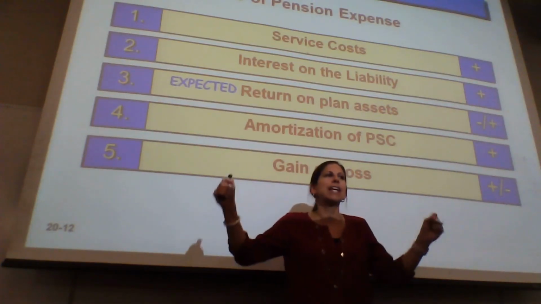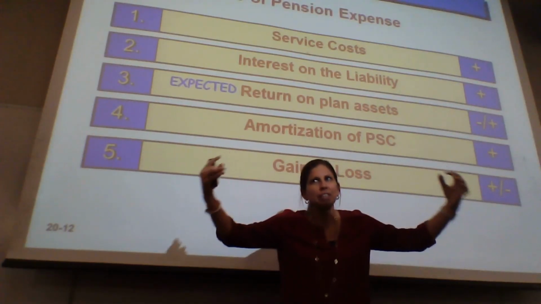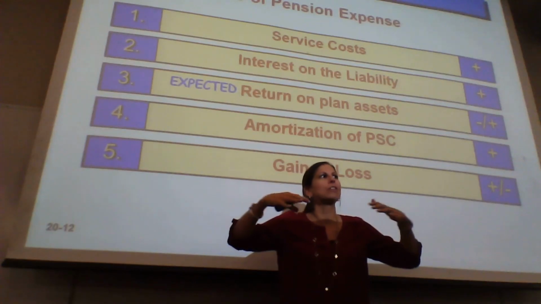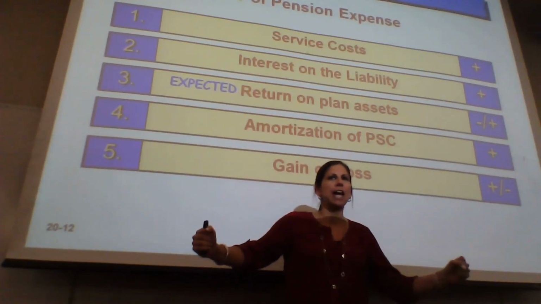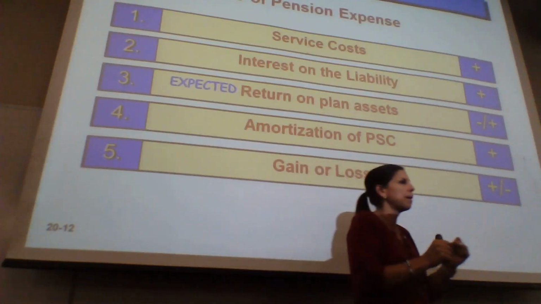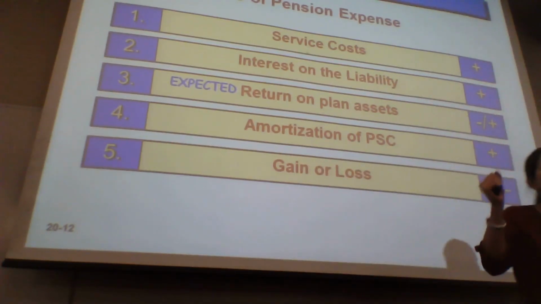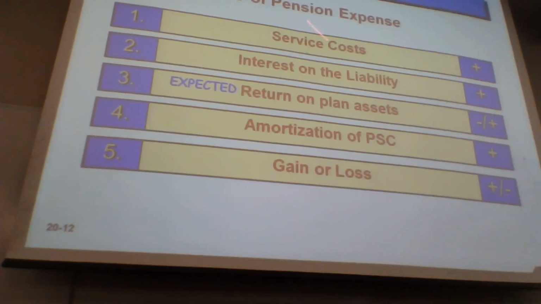Those are two different things that obviously, if you've ever invested in the real world, aren't always the same, right? What's the expectation and what actually happens generally are not the same. We might be in a better position or a worse position than we expected. But in terms of computing pension expense, we're using the expected return on plan assets.